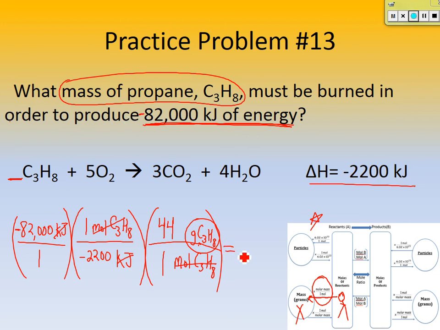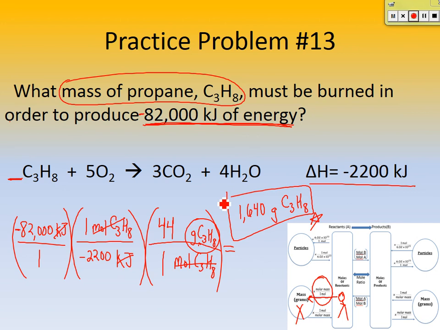Let's multiply through and see what you get. Negative 82,000 times 44, and then let's divide that by a negative 2,200, and you should get 1,640. Now the units for this, I know we're used to writing kilojoules, but the units that we're left with are grams of C3H8. And so there's my answer: positive 1,640 grams of propane.